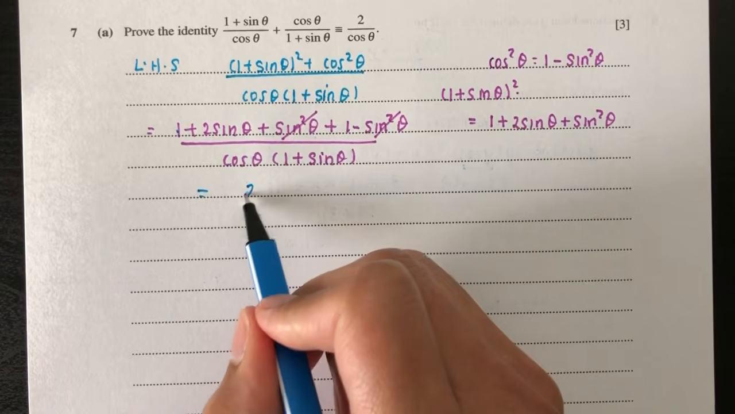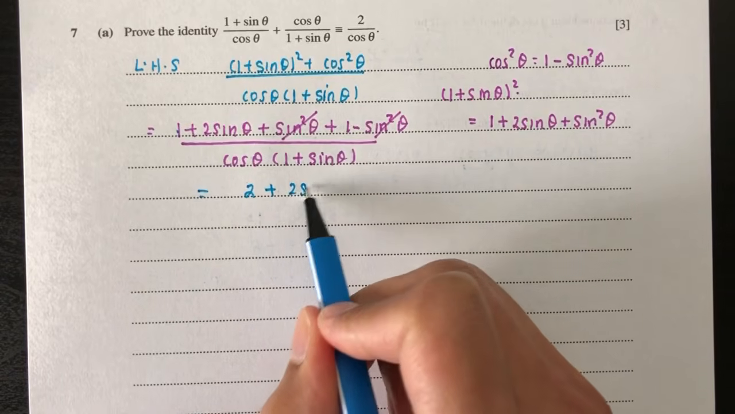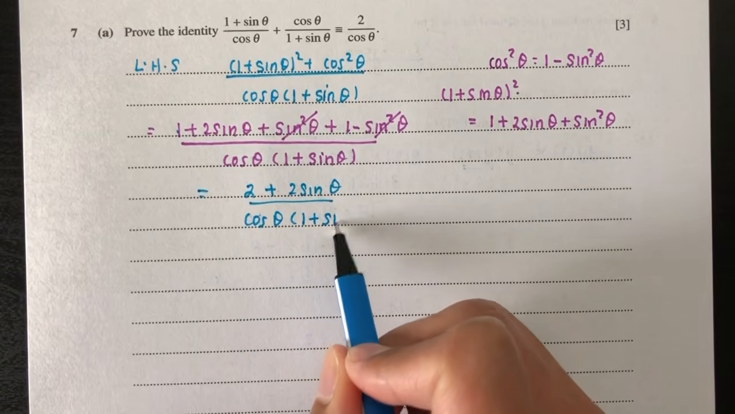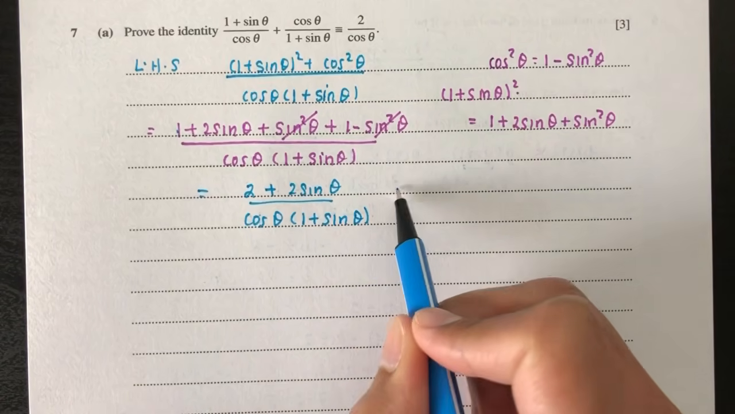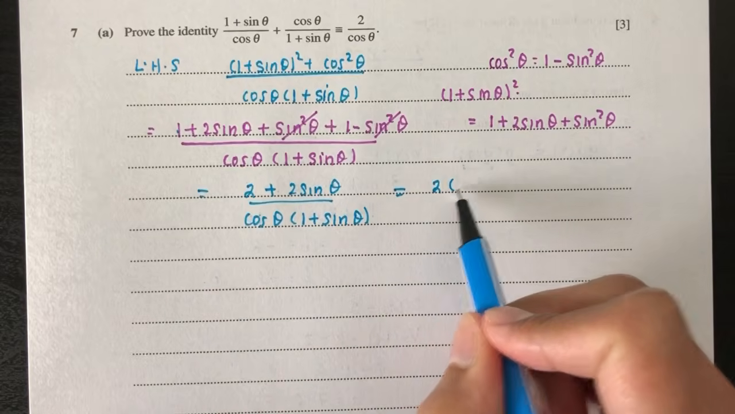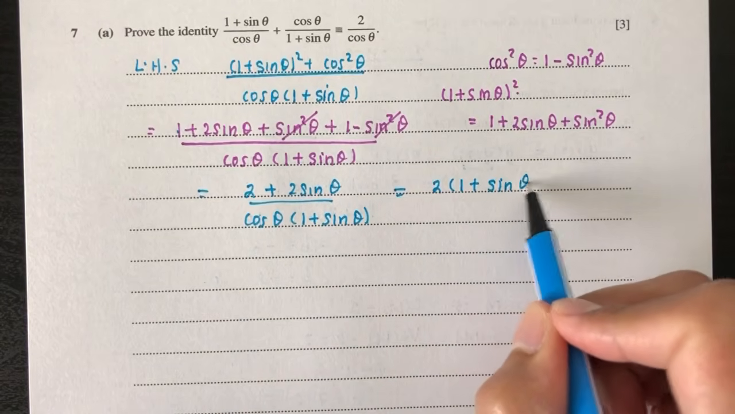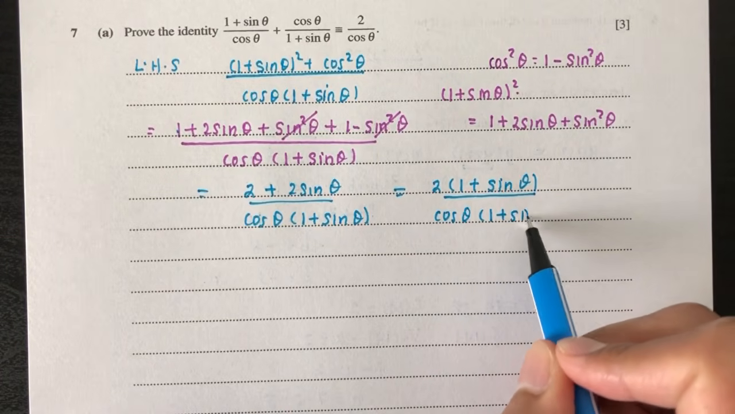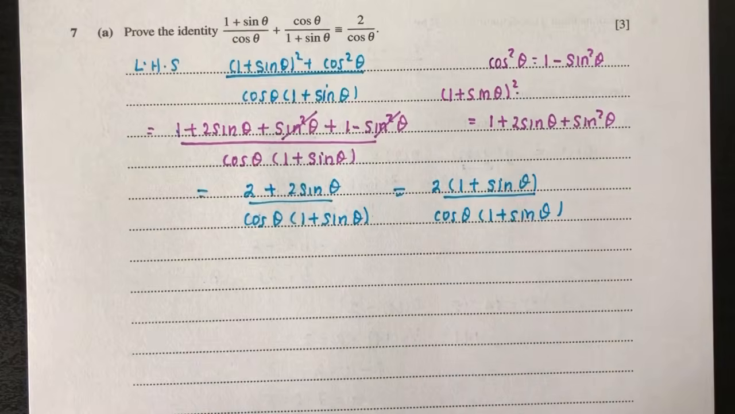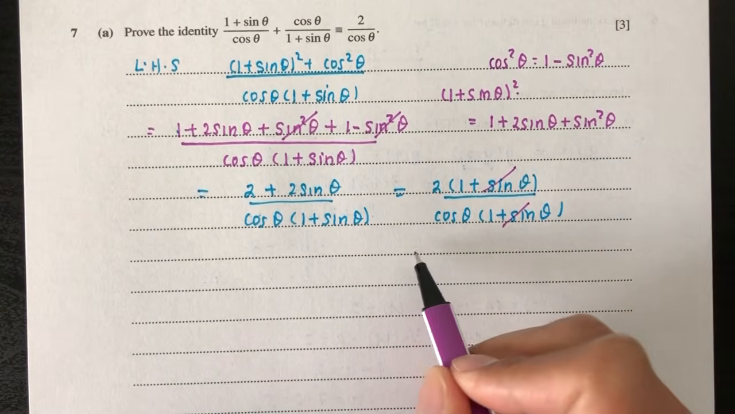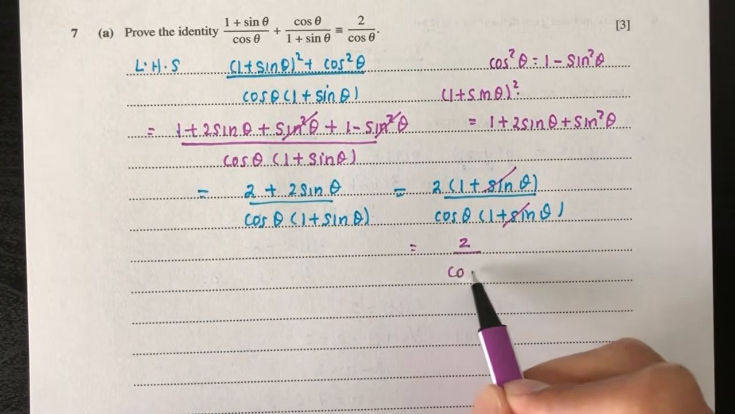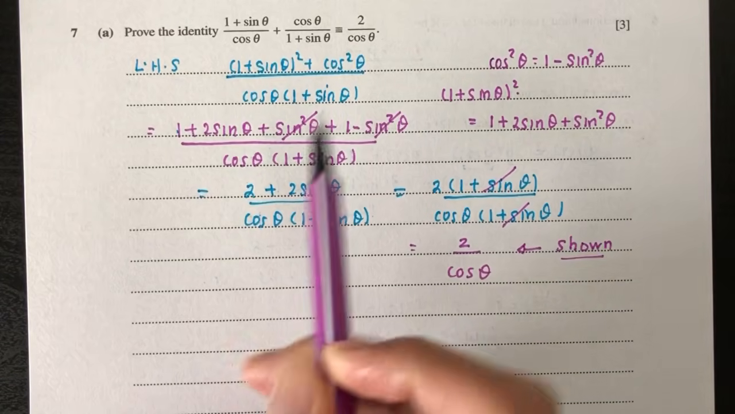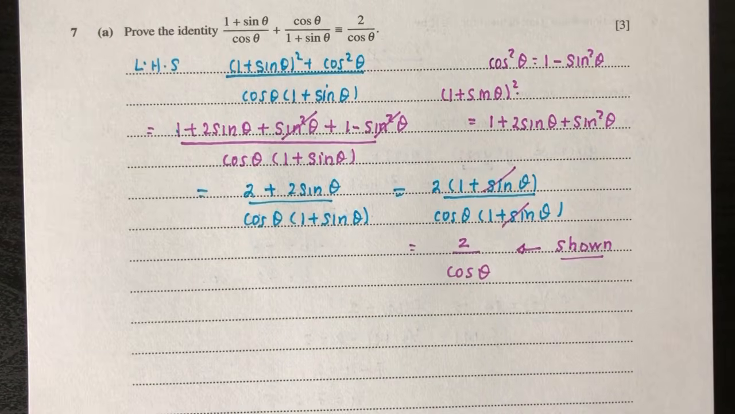1 plus 1 is 2, plus 2 sine theta, over cos theta (1 plus sine theta). Now if you observe, you can factorize the 2 outside. You will have 2 (1 plus sine theta) over cos theta (1 plus sine theta). Now these two are the same, that will cancel out, so you will have 2 over cos theta. This is shown as required. This is the same as this. That will be part 1.